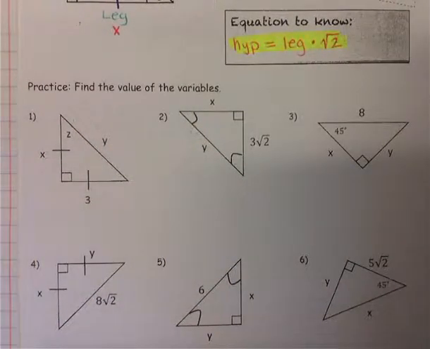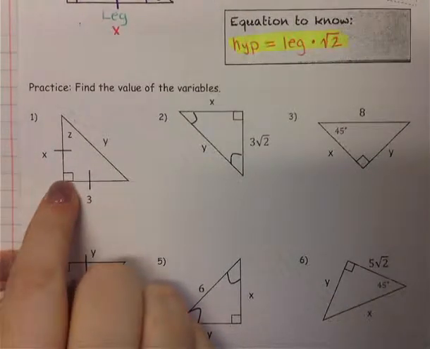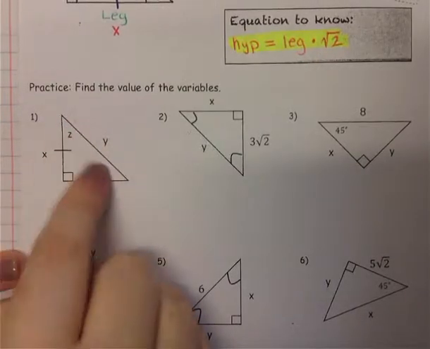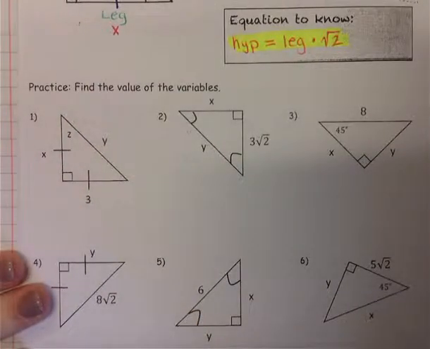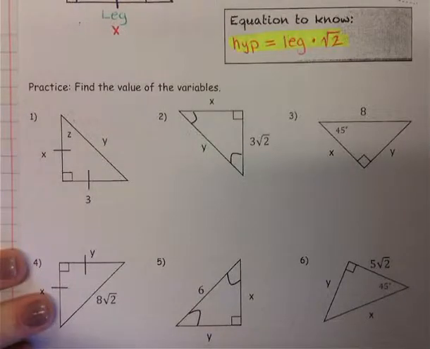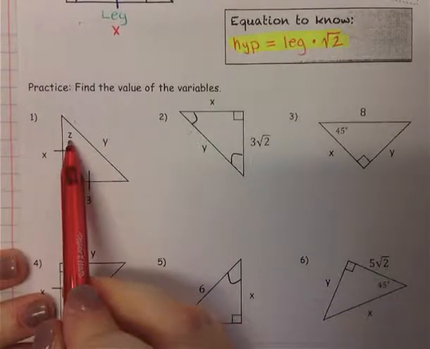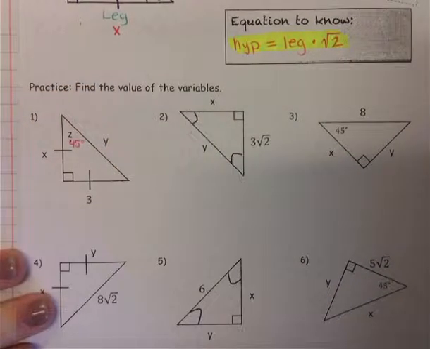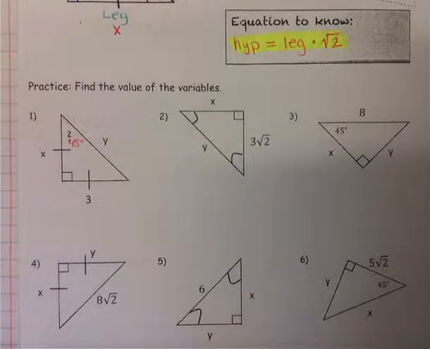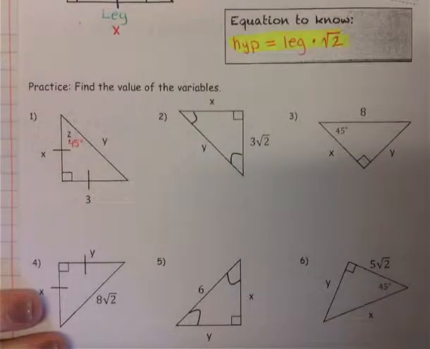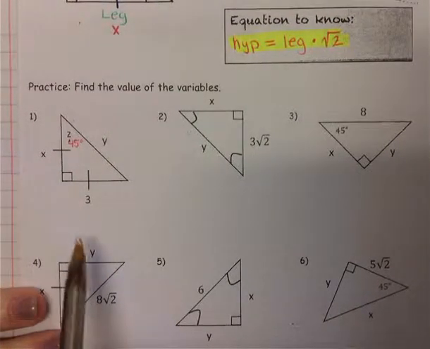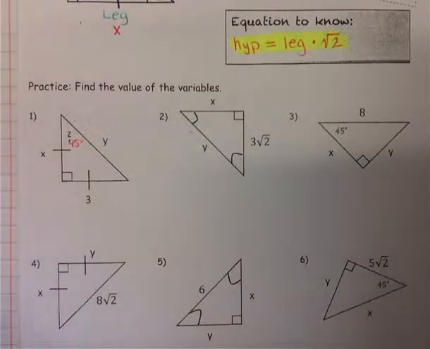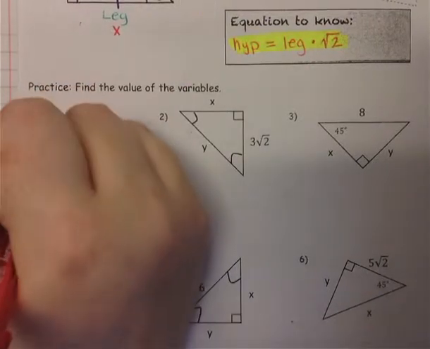On problem 1, we have a right triangle, and it is an isosceles right triangle. Therefore, the angles are congruent, so it has to be a 45-45-90 triangle. Since this is a 45-45-90 triangle, we automatically have variable z. This would be 45 degrees right here. Now to solve for x and y, since your legs are congruent to each other, we know that our x value must be 3.